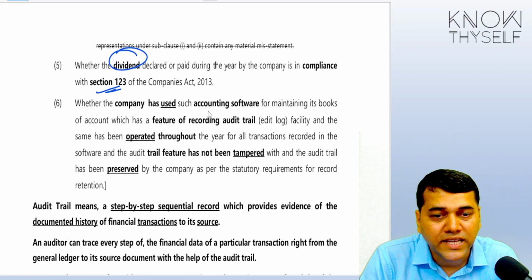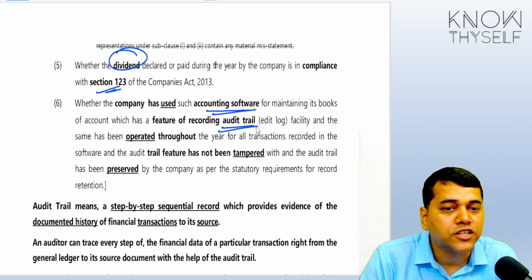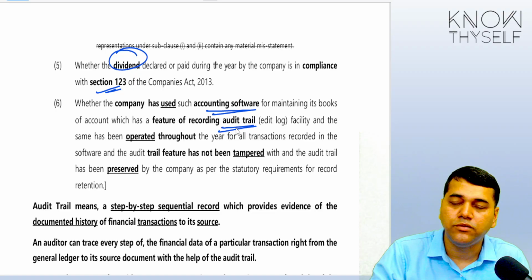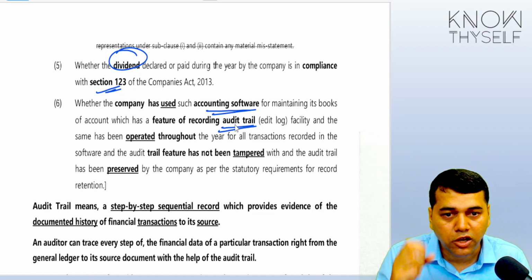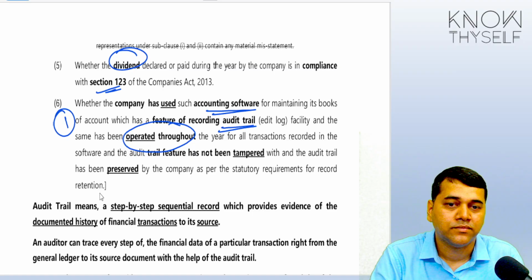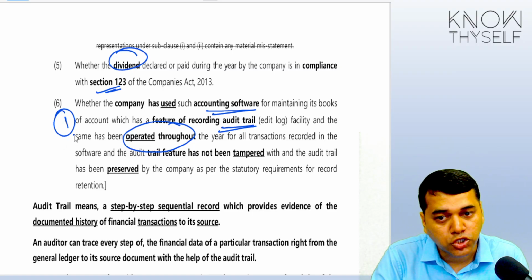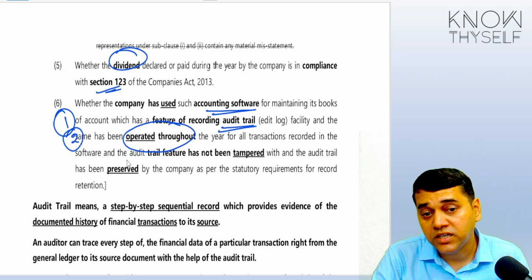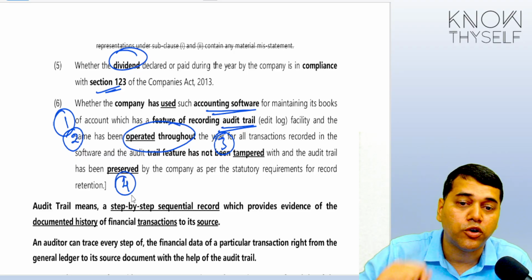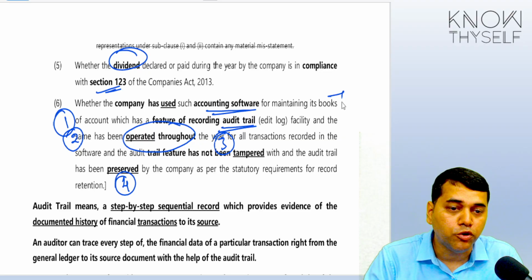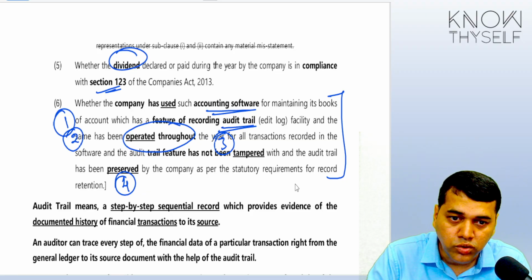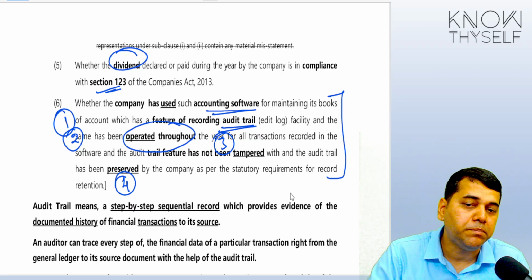Whether the company has used accounting software having the feature of audit trail. Okay, that means edit log. That means any changes you do, anything you do, it will actually capture it, the log. And whether it has operated throughout. See, first thing, have you activated? Only activation is not sufficient. It should be operating effectively throughout. Third, it should not have been tampered. And fourth, it should have been preserved, so that tomorrow if I want to verify. So the auditor is going to report on 4 aspects of audit trail. Has it been activated? Has it been operated throughout? Has it not been tampered? And has it been preserved?